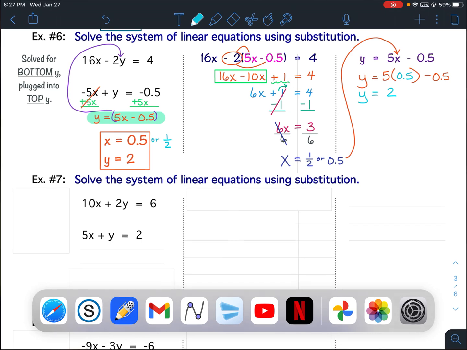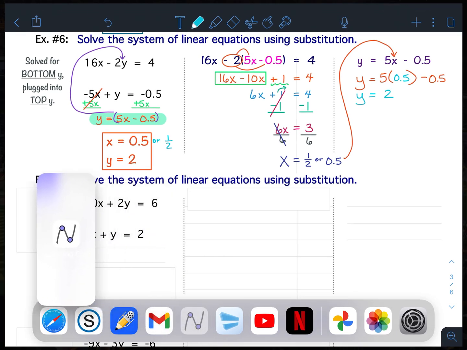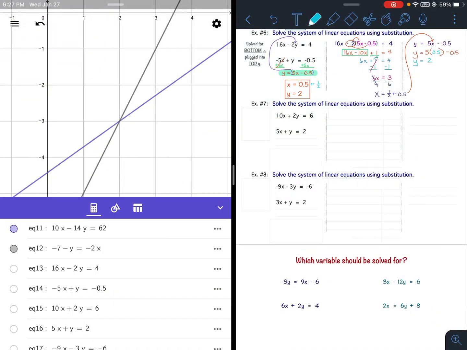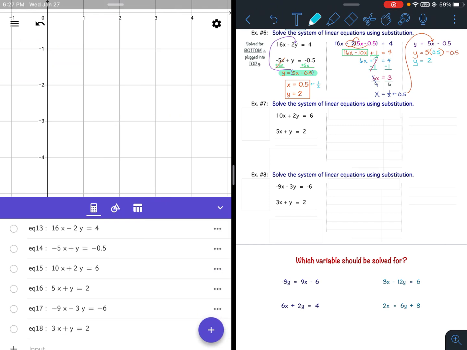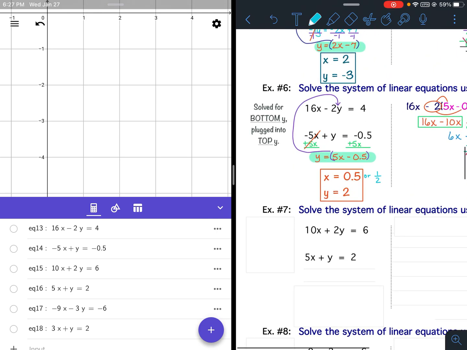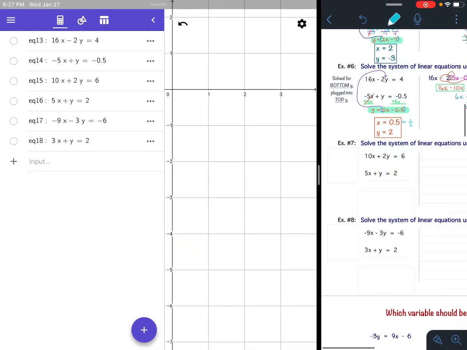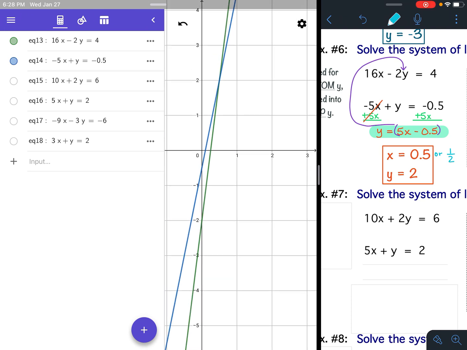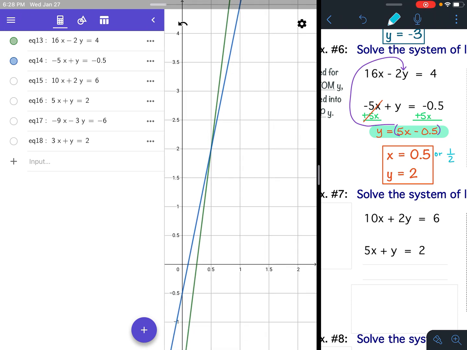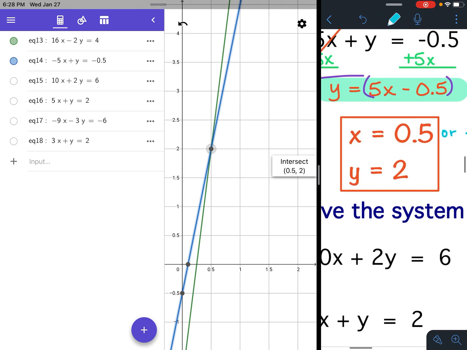All right, so let's check our answer. Delete the last two that we used. All right, so this one is the 16x minus 2y, and then negative 5x plus y. There we go. So I'm going to scroll these. Zoom in a little bit. They intersect at 0.5, 2. We got it right.